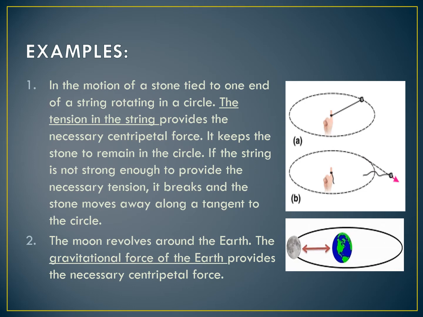In both these examples, we come to know that centripetal force is always provided by another force. Like in the first example, tension in the string provides the necessary centripetal force, and in the second example, gravitational force of attraction between the earth and the moon provides the necessary centripetal force. So centripetal force is always provided by another force.